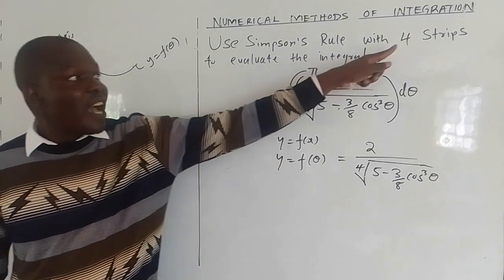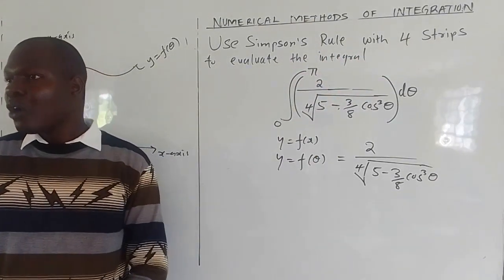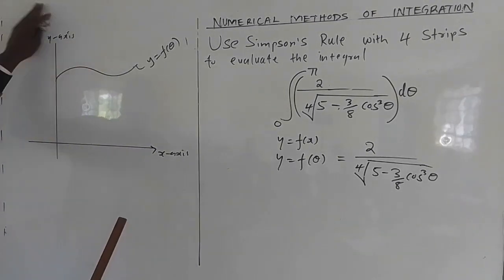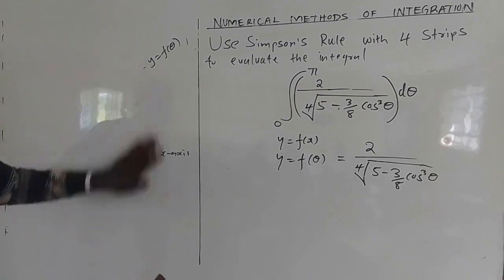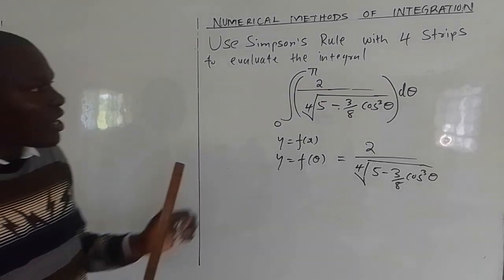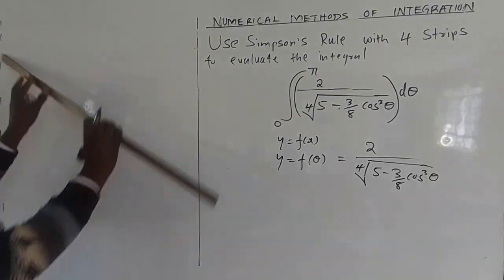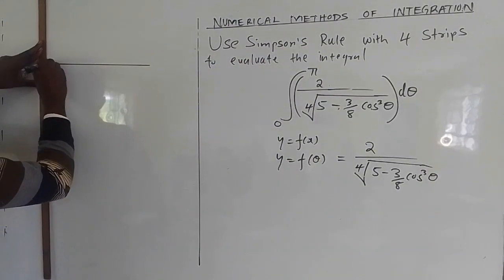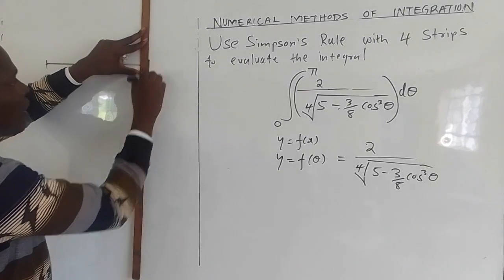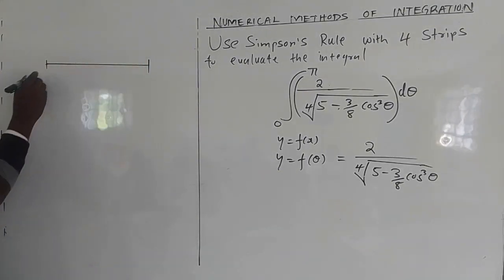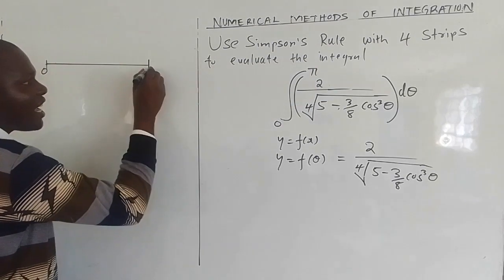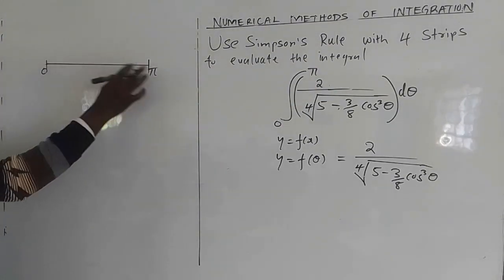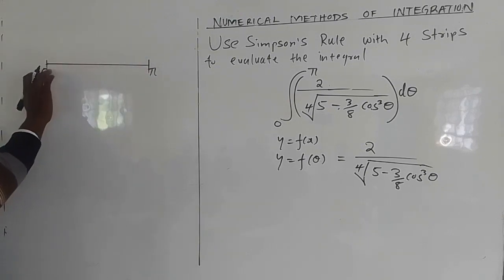And we've been told to divide into how many strips? 4 parts. Are we together? You divide it into 4 parts. So if I don't go into the details, look at this. For you to divide it into 4 parts, it means this. The whole interval here starts from 0 and ends at pi. So what is the whole range from 0 to pi? It is pi minus 0.